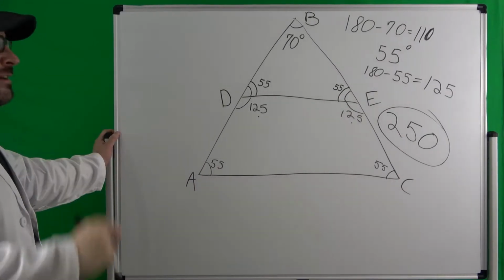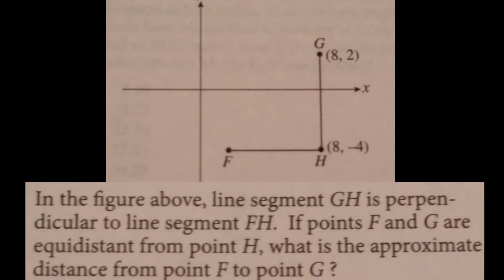There you go. In the figure, line segment GH is perpendicular to line segment FH. If points F and G are equidistant from point H, what is the approximate distance from point F to point G?